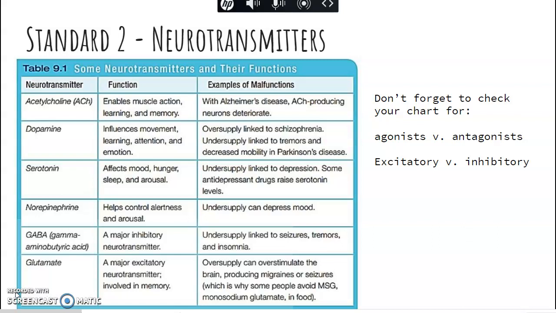All right, and so your drugs are often agonists and antagonists. Also, don't forget excitatory and inhibitory. Excitatory makes the neuron fire. Inhibitory will prevent it from firing. So to reach threshold, you need enough excitatory neurotransmitters to make the neuron fire.